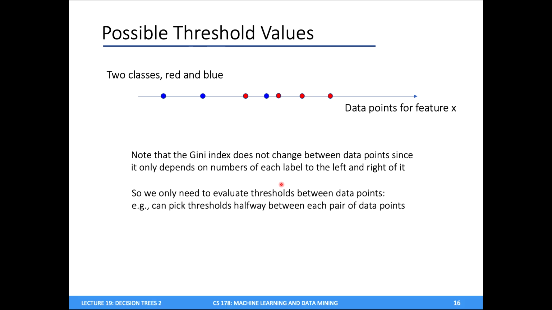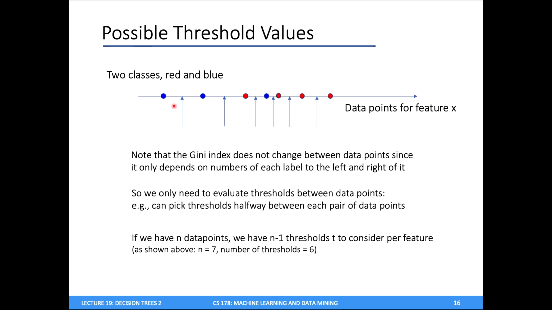So for example, if we're considering splitting on this feature here, shown in one dimension, we only need to consider a threshold between these two data points, between these two data points, between these data points, and so on and so forth. So you can pick thresholds that fall halfway between each of these data points. So we might visually be considering these various thresholds that we will then loop over. So in general, if we have n data points, we're going to have n minus 1 thresholds to consider for every feature.